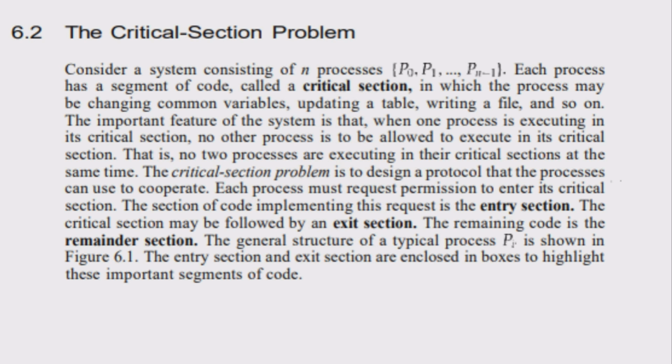The critical section problem is to design a protocol that the processes can use to cooperate. Each process must request permission to enter its critical section. The section of code implementing this request is the entry section. The critical section may be followed by an exit section. The remaining code is the remainder section. The general structure of a typical process Pi is shown in figure 6.1. The entry section and exit section are enclosed in boxes to highlight these important segments of code.